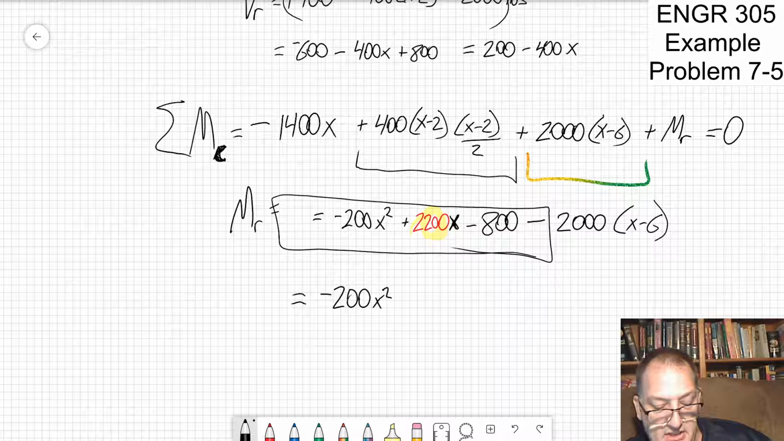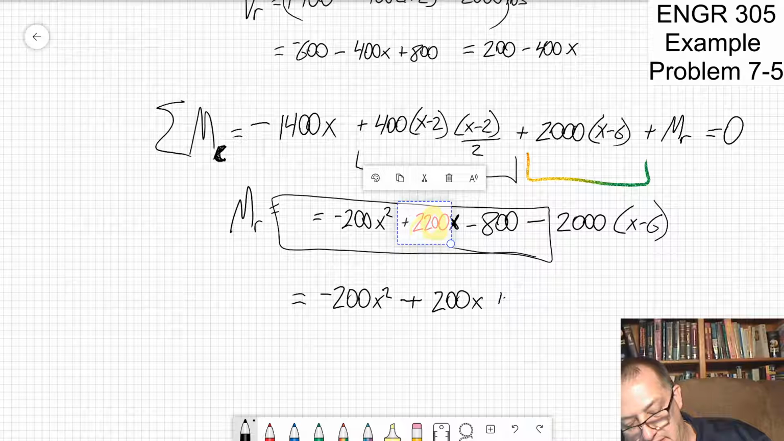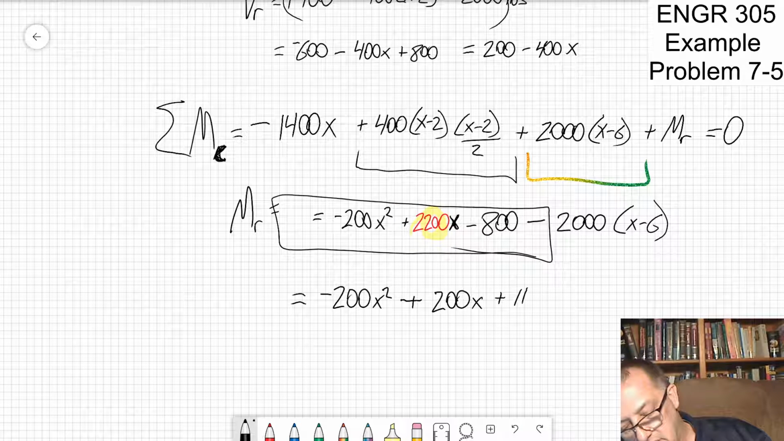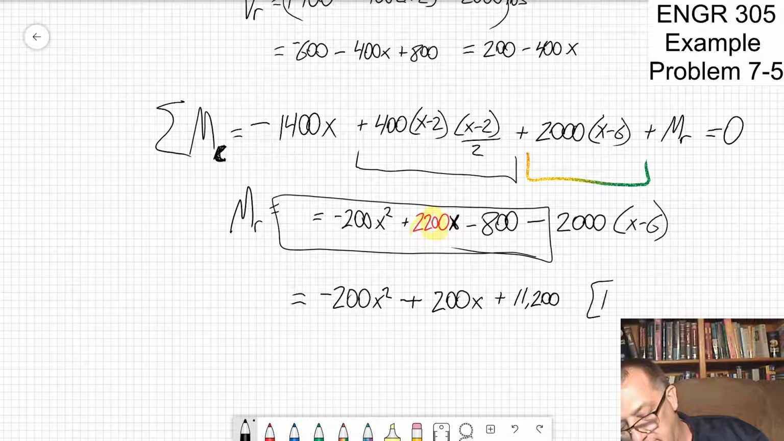I've got plus 2200x and a minus 2000x. So that's going to give me a plus 200x. And then I've got a minus 800 and I've got a minus 2000 times 6. So it's actually going to be a plus because it's a minus minus. That's 12,000. That's 800 minus 800. So that is going to be a plus 11,200, and my unit behind all of this is pounds.